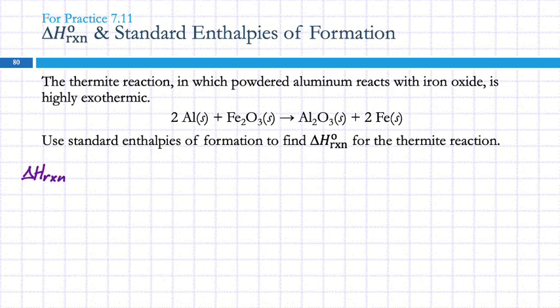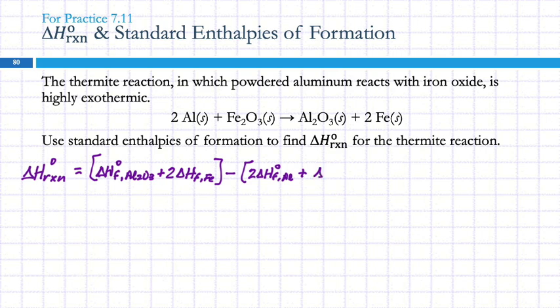The standard heat of reaction for this is going to be the heats of formation of the products. Well, I guess I should write it out like this. The heat of formation of Al2O3 plus 2 times the heat of formation of iron minus the heats of formation of the reactants, 2 times the heat of formation of aluminum plus the heat of formation of Fe2O3.